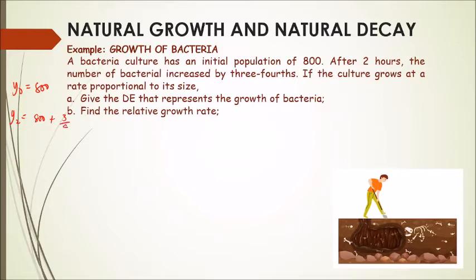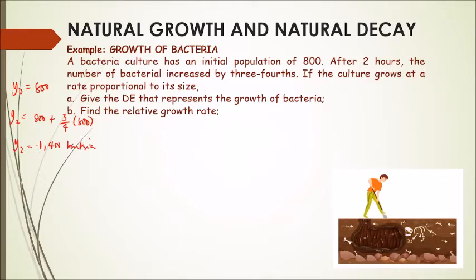What is 3/4 of 800? 600, no? So, y sub 2 is equal to 1,400 bacteria. So, this is the number of bacteria after 2 hours.